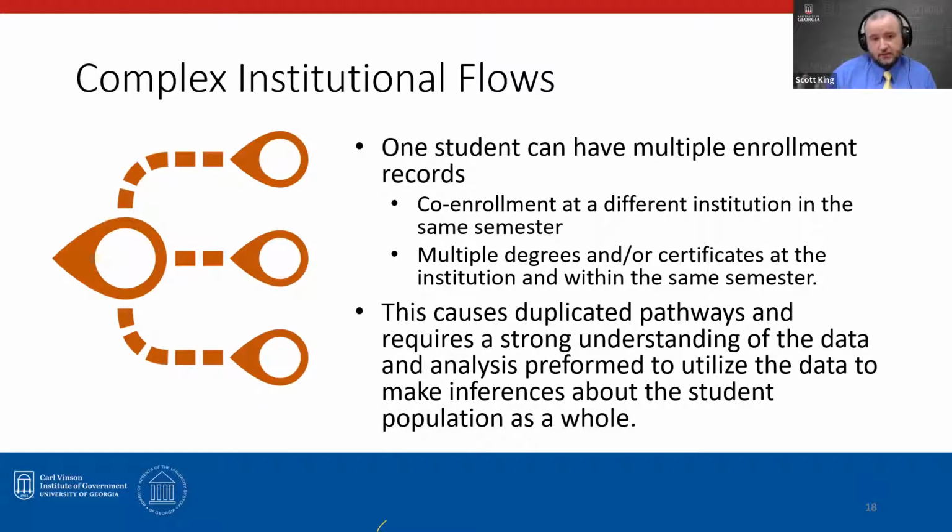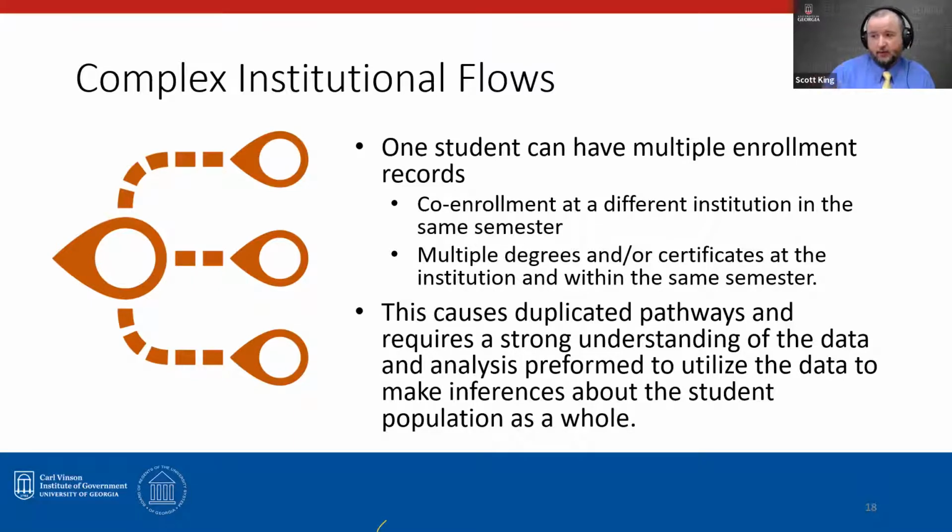One other thing we have to acknowledge about Clearinghouse data, or about student mobility in general, is that they can have multiple enrollment records at an institution within the same term. So you could be enrolled at 2 schools at the same time and have co-enrollment that exists. You can also earn multiple degrees within the same semester. So at UGA, we call those double dogs. I'm sure you guys have similar nomenclature for people who earn multiple degrees within the same semester at your institutions. And then this causes the duplication pathway.